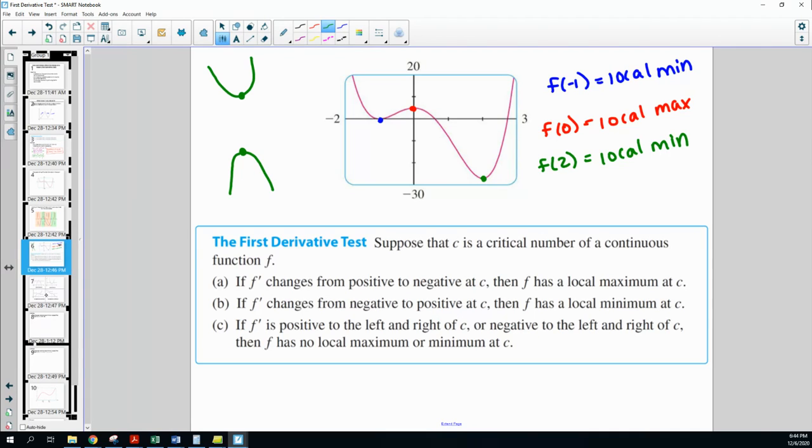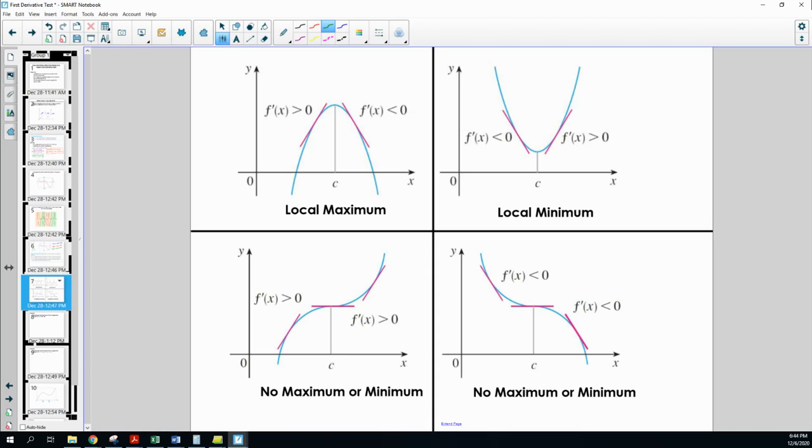Okay, so here's a couple of examples. So we have a local max here because the slope is positive and then it changes to negative. Here the slope is negative and it changes to positive, so we have a local minimum. And these two bottom examples, they don't have a max or min because they are constantly either increasing or decreasing. So here we can see the derivative is positive, then the derivative is 0, and then the derivative is positive. So it's not changing signs. Same thing here, we have a negative slope, we have a 0 slope, and then we have a negative slope again.